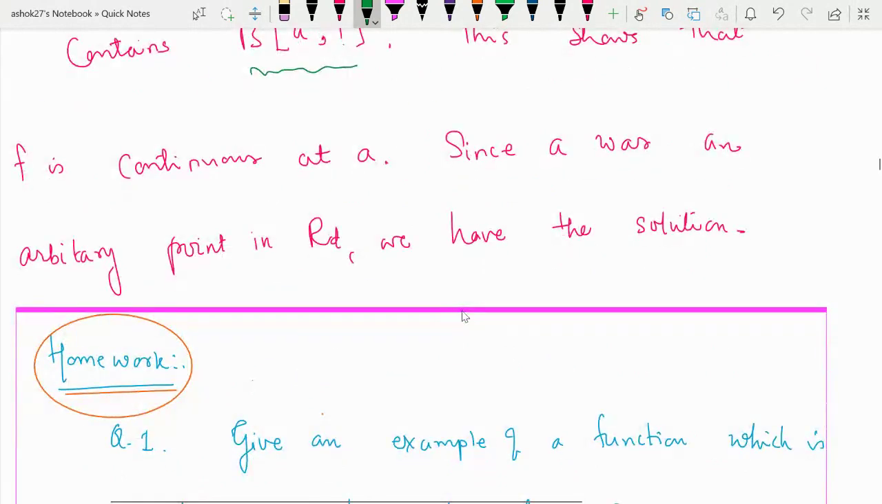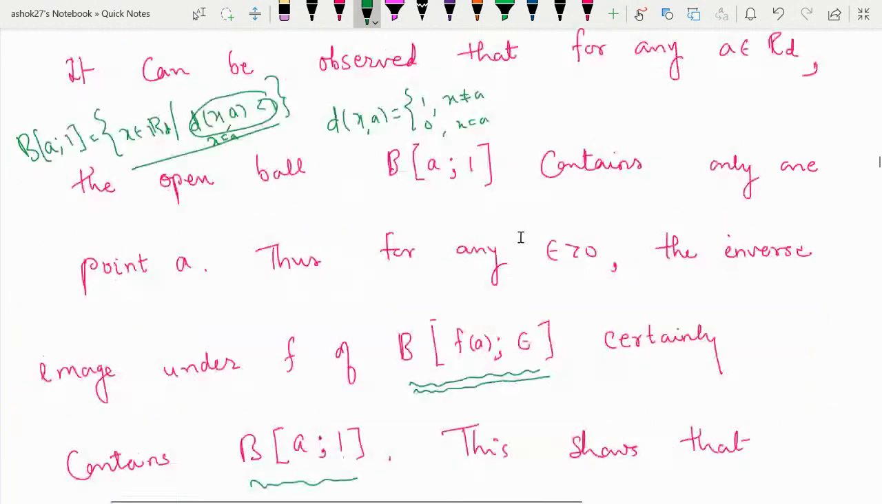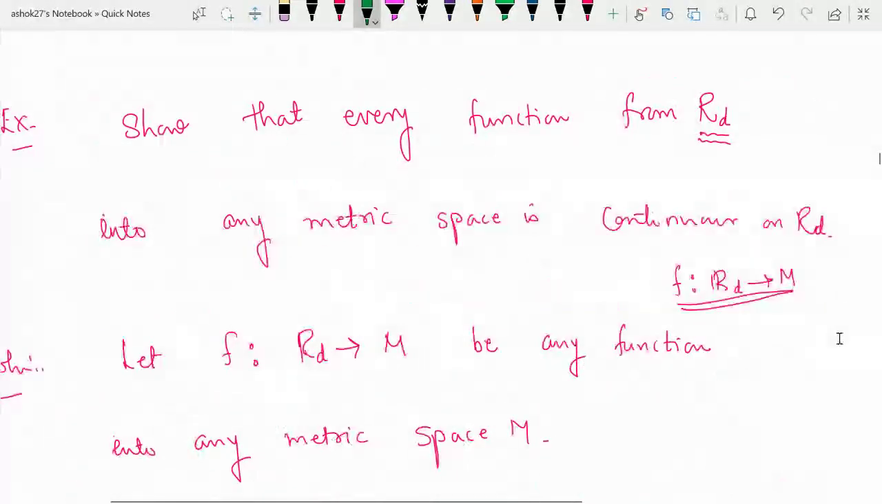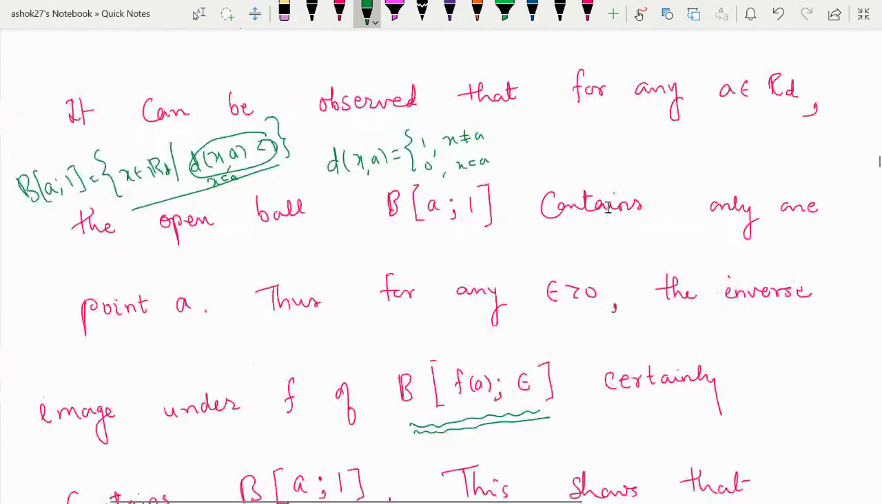Since A was an arbitrary point in Rd, we have this solution. What this problem states is that if F is any mapping from a discrete metric space, that is Rd, to any metric space, then that mapping is always a continuous mapping. That is, every mapping on a discrete metric space is always a continuous mapping.